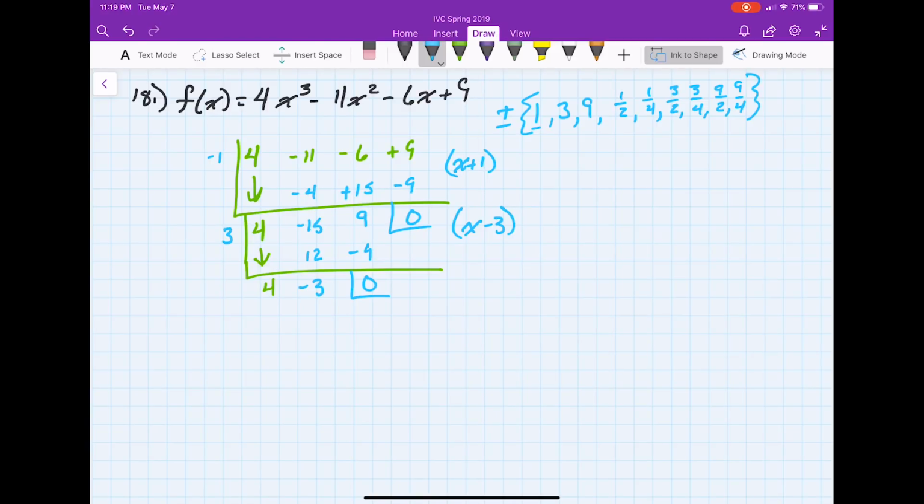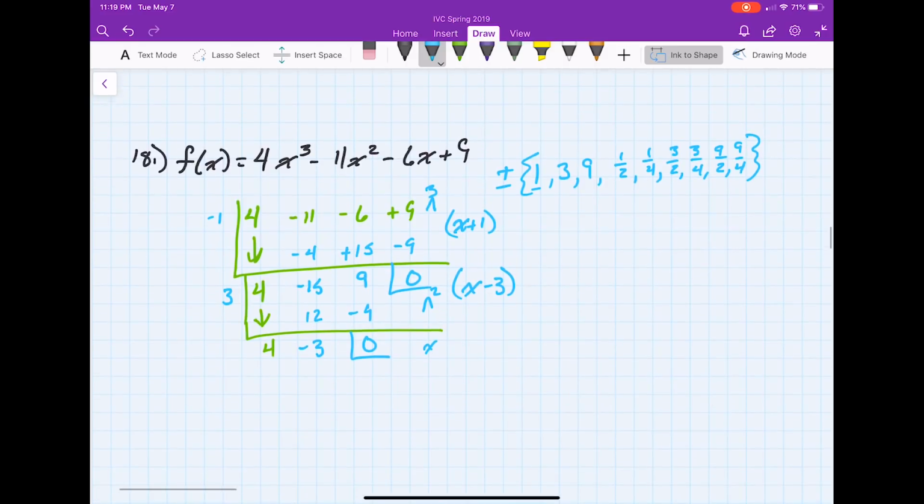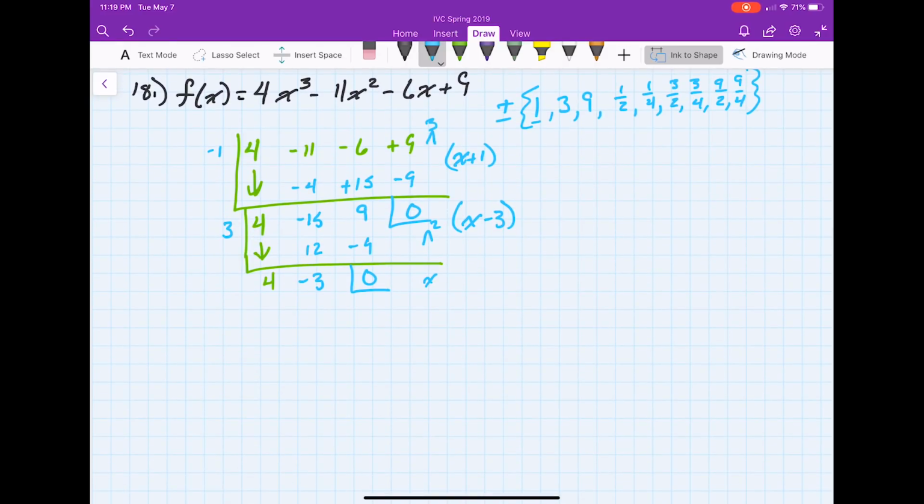Now this top part, the 4, 11, -6, 9, that was my exponent to the third, and this is my exponent to the second. So this down here would just be my x. I wouldn't raise it to any power here. So this is 4x minus 3. So 3/4 would be a 0. So these are all of my zeros. I can rewrite them.